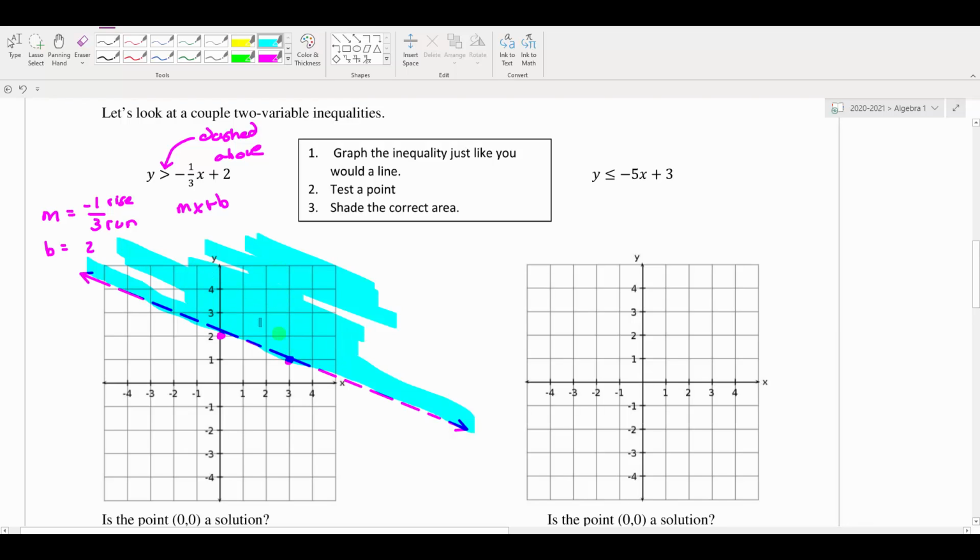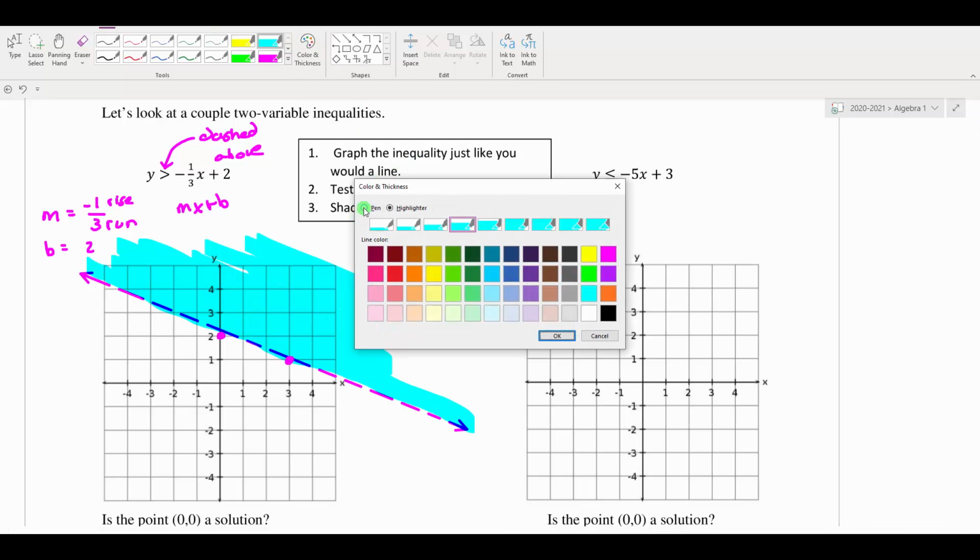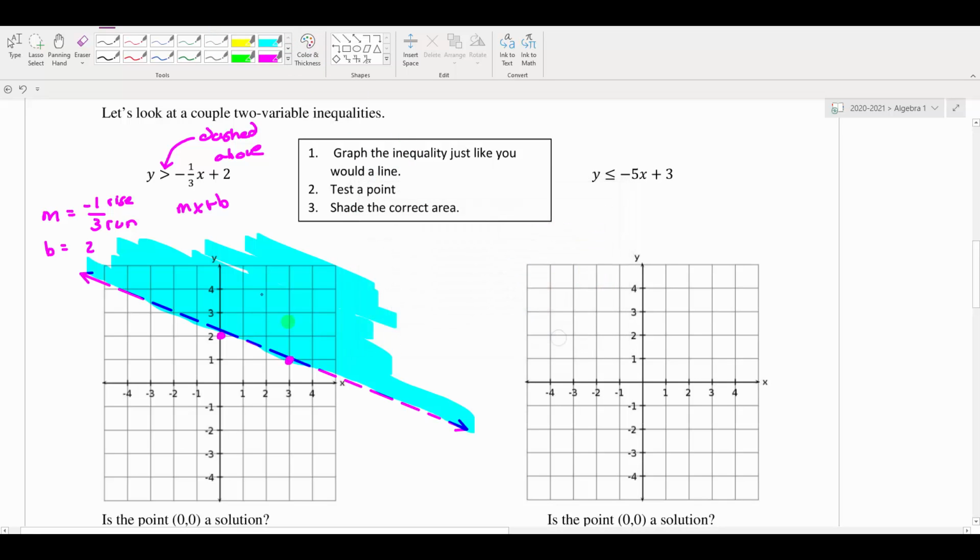Okay. And like I said, if you're using a pencil, you don't have to shade it in very dark. Just something that indicates that you know all the solutions are going to be on this side of the line. Okay, so I'm going to go back to my pen. So this is a complete graph of this inequality that we have here.